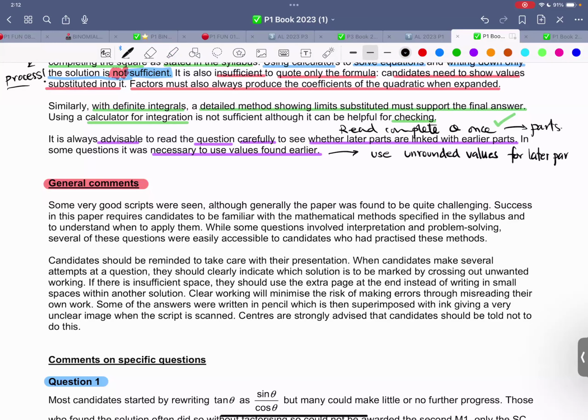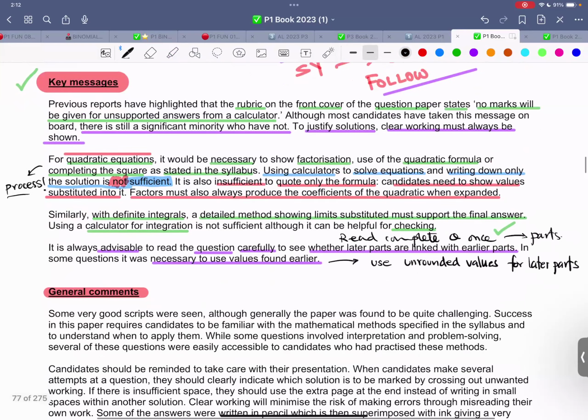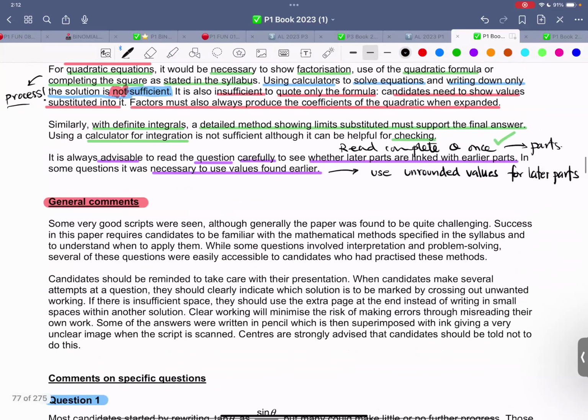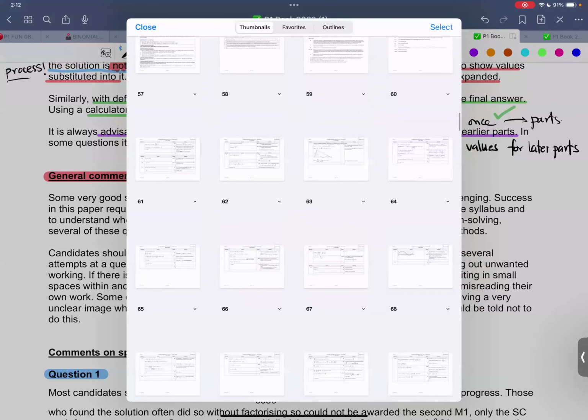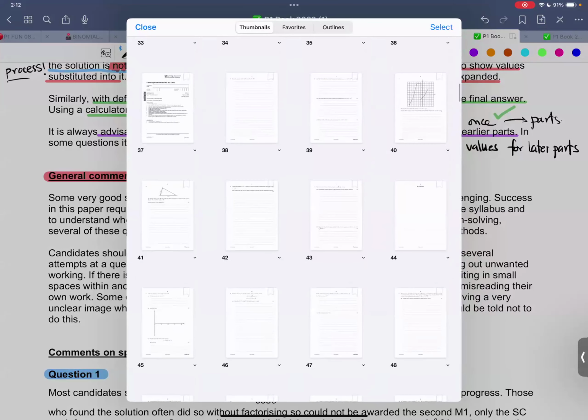So now this is the key message that I focused on. I'll go to the general comments a little bit later on. So now let me go back. Let me first look at the question and then I'll go to the solution.